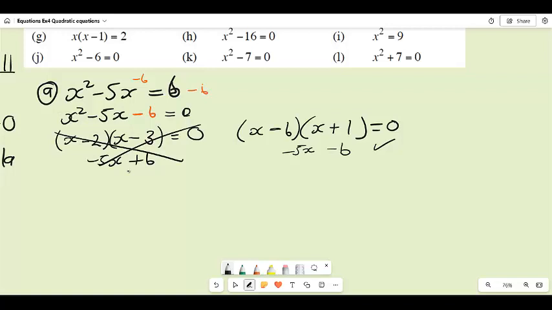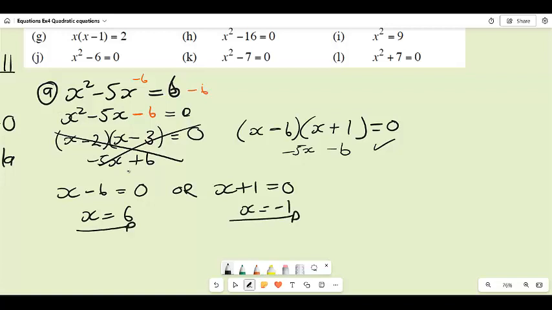Therefore, based on the solution, I can now say x minus 6 equals 0, or x plus 1 equals 0, so x equals positive 6, or x equals negative 1. Those are my solutions. I need to point out that because I have an exponent 2, I need to have two answers for x. A quadratic equation has two answers for x.